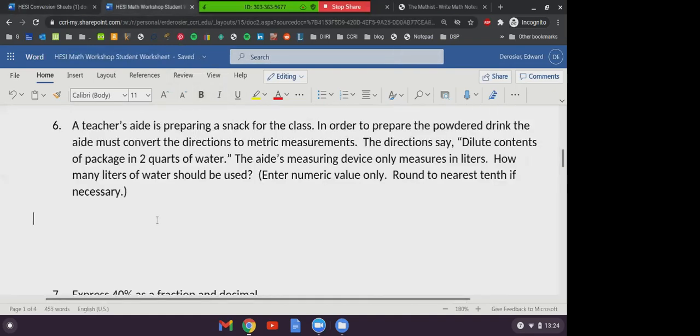So we begin with this question. It says a teacher's aide is preparing a snack for the class. In order to prepare the powdered drink, the aide must convert the directions to metric measurements. The directions say dilute contents of package in 2 quarts of water. The aide's measuring device only measures in liters. How many liters of water should be used? Enter numeric value only, round to the nearest tenth if necessary. This is one of those questions where you'd have to write in the answer, so I'll put it over here.